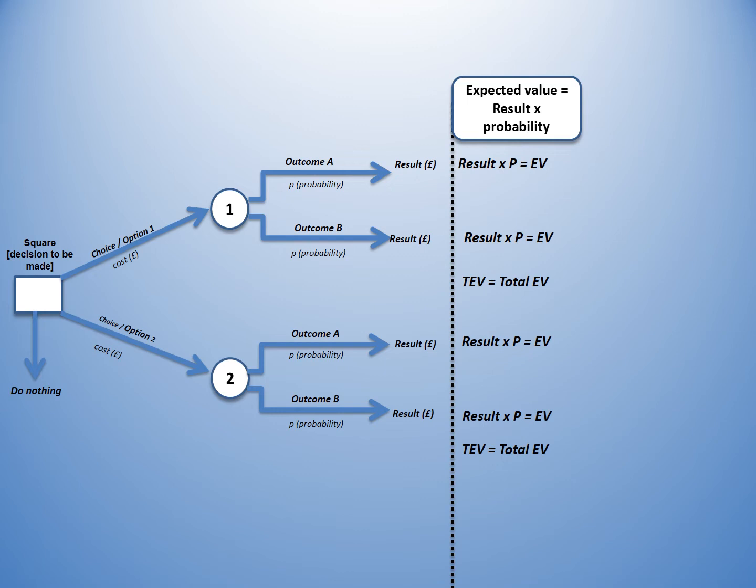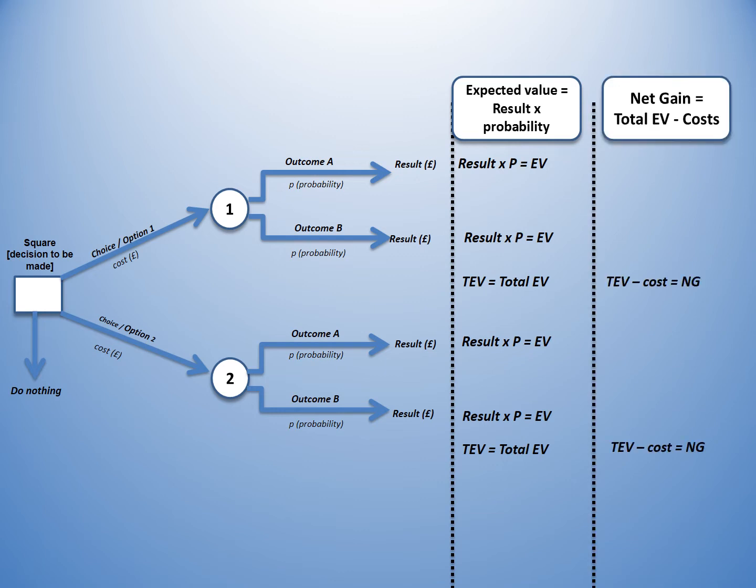All right, so once you've got the total EV for both of those, you can then work out the net gain. And net gain is the amount of money that each option should bring you, the expected amount. The way that you work this is you get your total EV and you just take away the cost all the way from the front there. So total EV minus cost equals net gain.